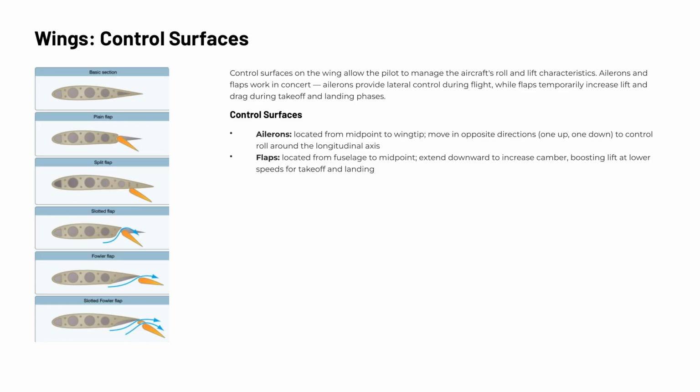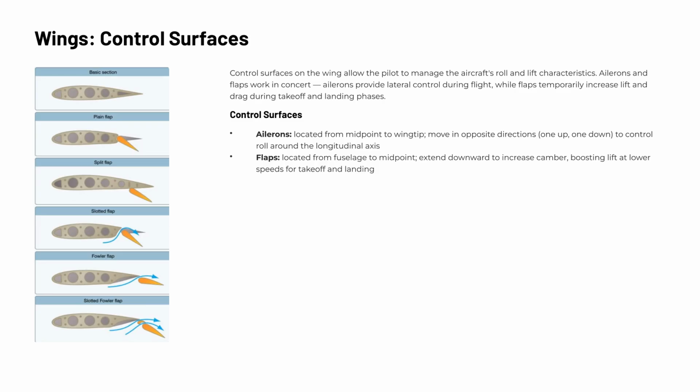When one moves up, the other moves down simultaneously. This differential movement changes the lift produced on each wing, causing the aircraft to roll around its longitudinal axis. That's the axis that runs nose to tail through the center line of the aircraft.